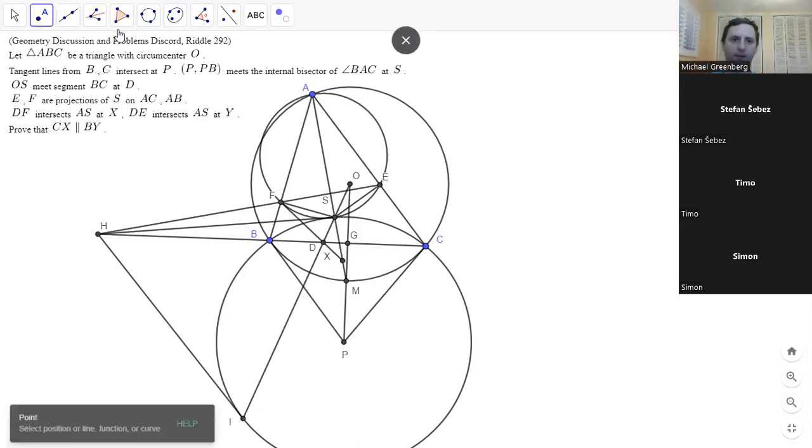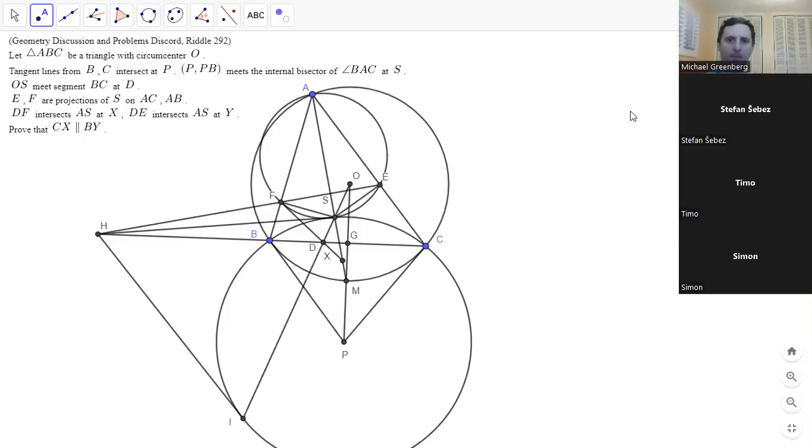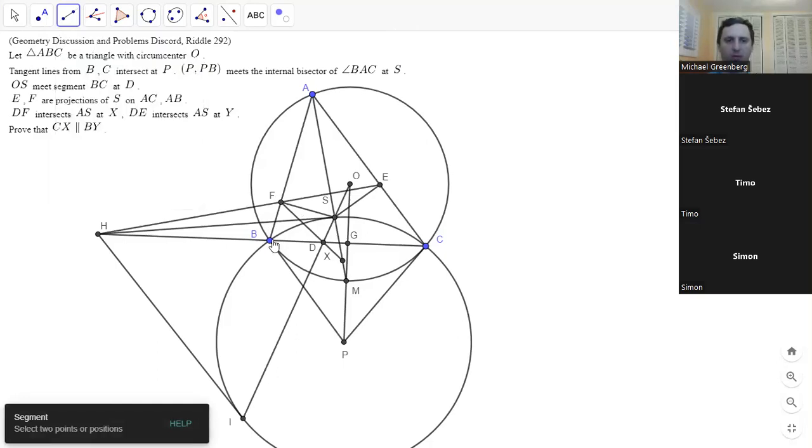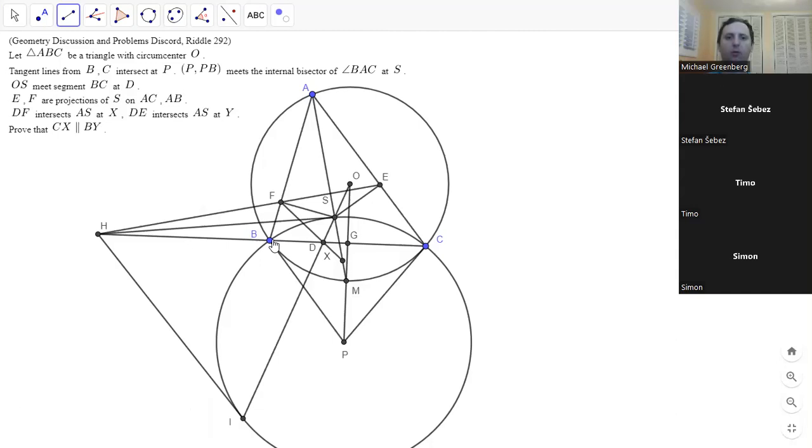So basically that means the fact that HS is tangent is equivalent to showing that BE, CF, and AD concur. BE, CF, and AD. Because we basically want to prove that HBDC is harmonic.